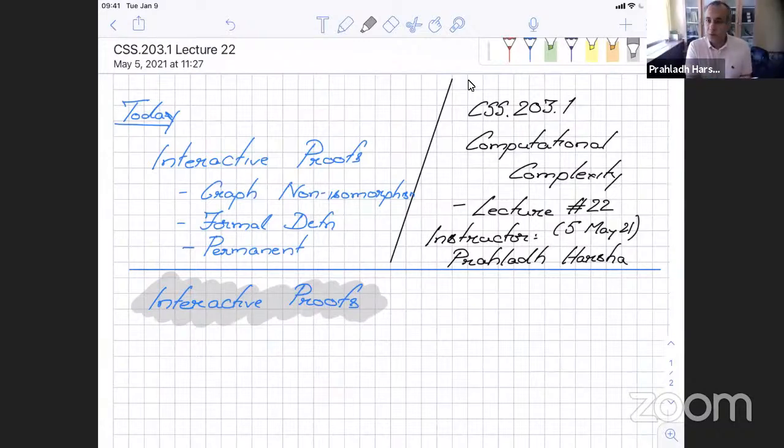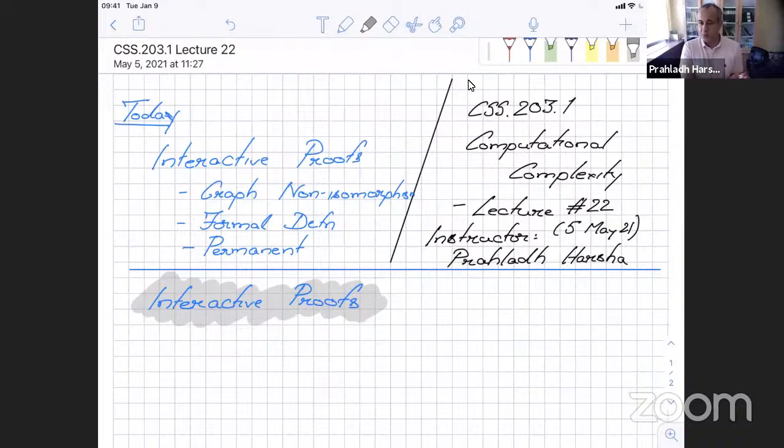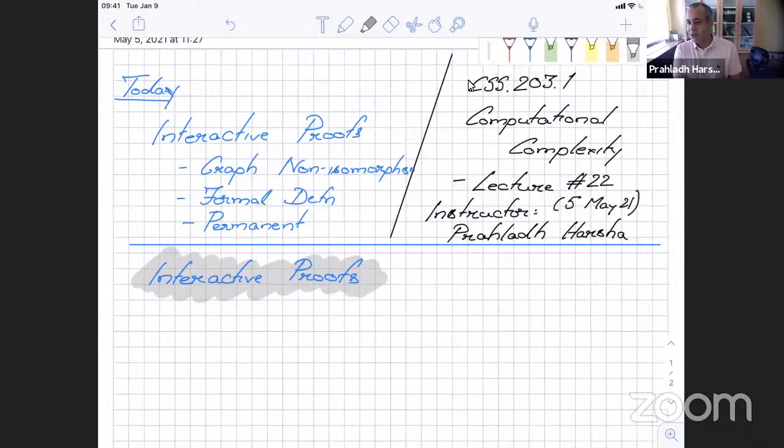Okay, so we will start a new module in the complexity course. The next 5 to 6 lectures will be on this new topic, which is called interactive proofs. It will be an initial flight of fantasy, and eventually we'll relate it to topics that we talked about. So the first 20 minutes or so of this lecture will be trying to motivate this new notion of interactive proofs.